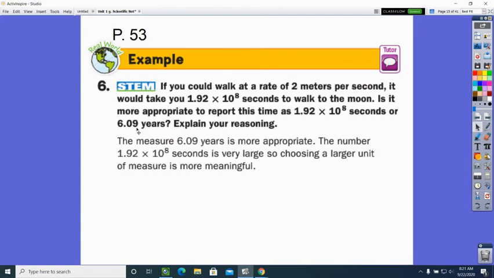So if you have a really big distance, a really big object, you want to use the bigger unit. In this case, years is bigger than seconds. So the measure of 6.09 years is more appropriate. The number 1.92 times 10 to the 8 seconds is very large, so choosing a larger unit is more meaningful. You want a bigger unit for a bigger distance or object. You want a smaller unit for something that is smaller.